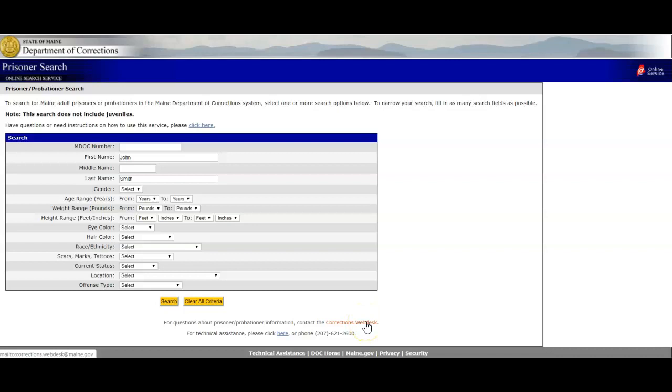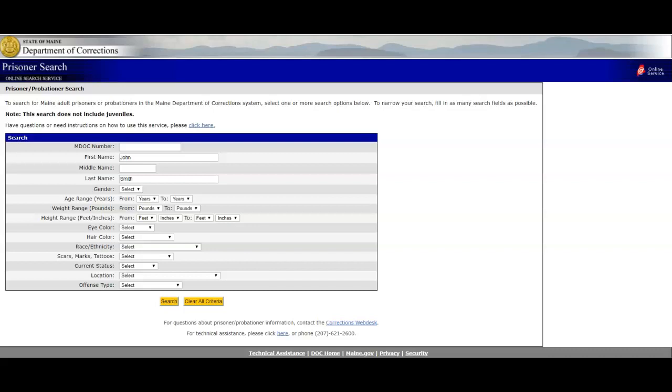Today we're going to take a look at how to find Maine inmates. And to do that, we're going to visit the Maine Department of Corrections, where they have a prisoner search page. The prisoner search for the state of Maine includes not only those who are incarcerated in prison, but also those who are a part of the system or in community, as Maine calls it.